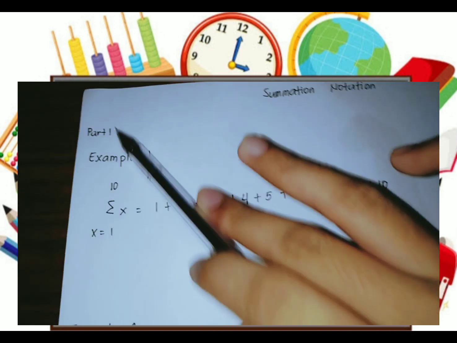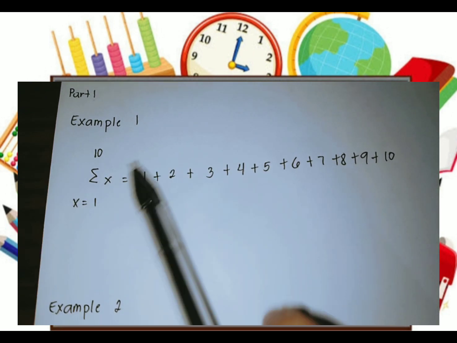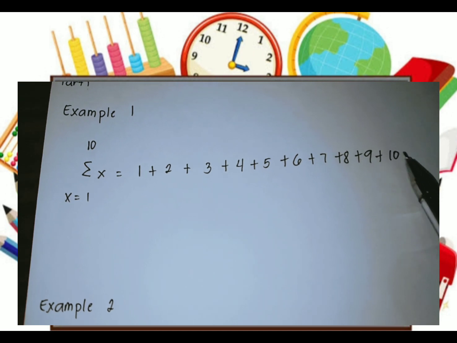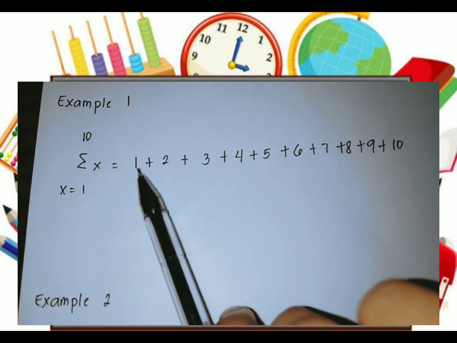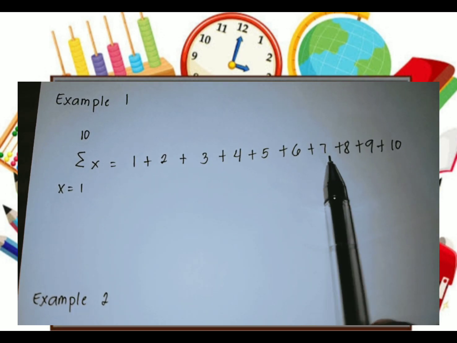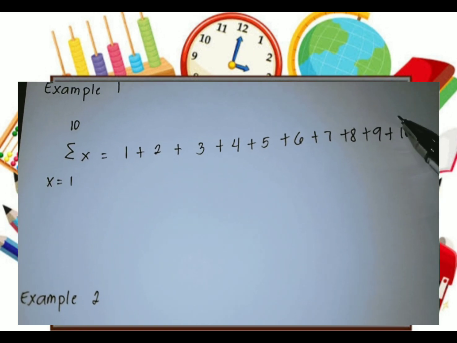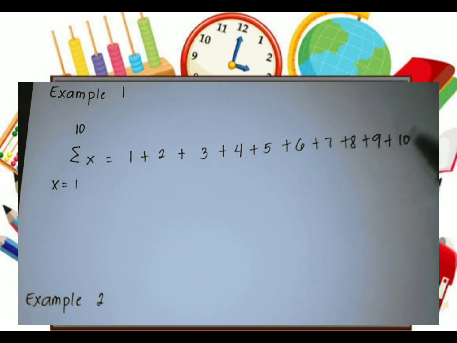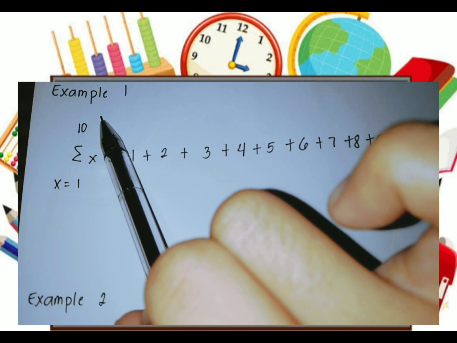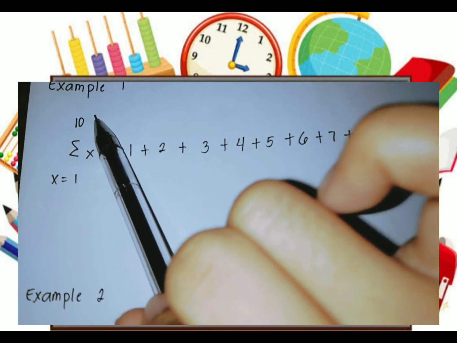In our part 1, it is just simply add the lower limit until you come up to our upper limit, which is 10. So we will just add 1 plus 2 plus 3 plus 4 plus 5 plus 6 plus 7 plus 8 plus 9 plus 10. We will stop at 10 because this is our upper limit. That is the term where we will stop.